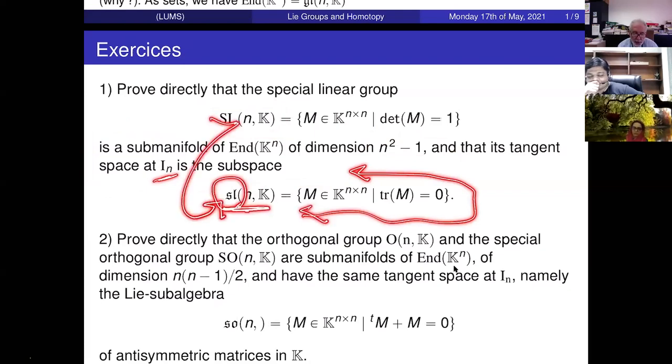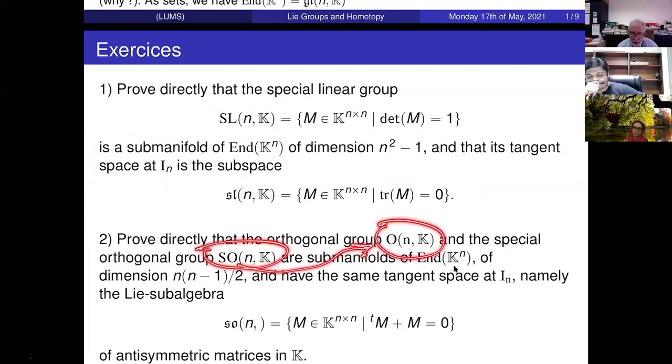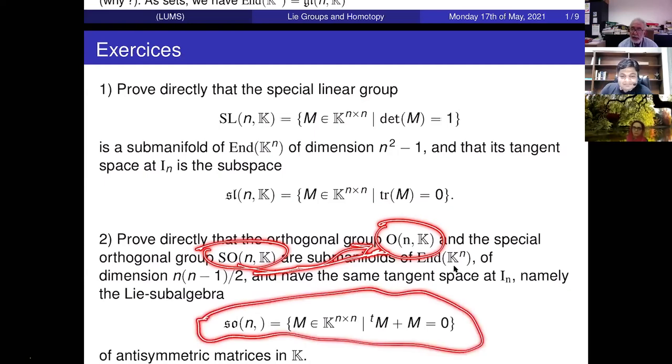The same happens with the group O(n) or the group SO(n). This is the connected component of the identity inside of GL(n). These two groups are closed. They are Lie groups, and we can prove directly that they are submanifolds and they have the same tangent space, which is the set of all antisymmetric matrices. So here again, we don't need to apply the von Neumann theorem to prove this.